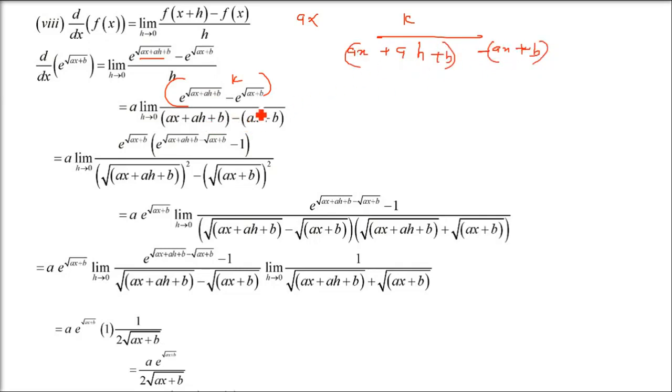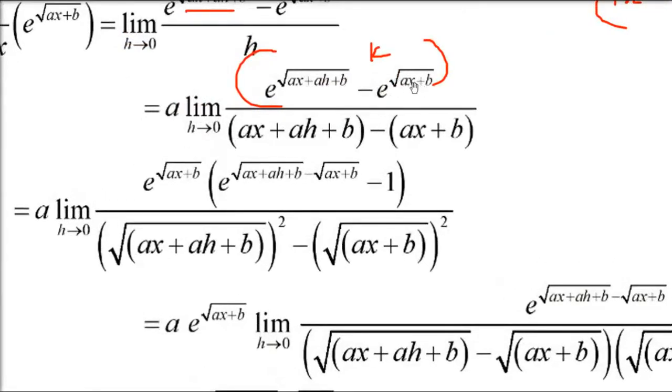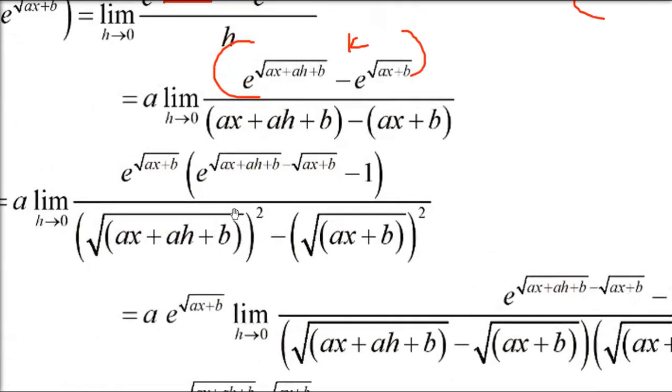Now since we have under root, we cannot just put it like this. It's under root. Now we'll take e raised under root ax plus b common, similar to e under root 2x which we have just taken in the previous question. So what will there? E under root ax plus b when we take outside, it will be e under root ax plus ah plus b minus under root ax plus b, and 1 will remain here, minus 1. So e under root ax plus ah plus b when we take e under root ax plus b common, this will be the term.